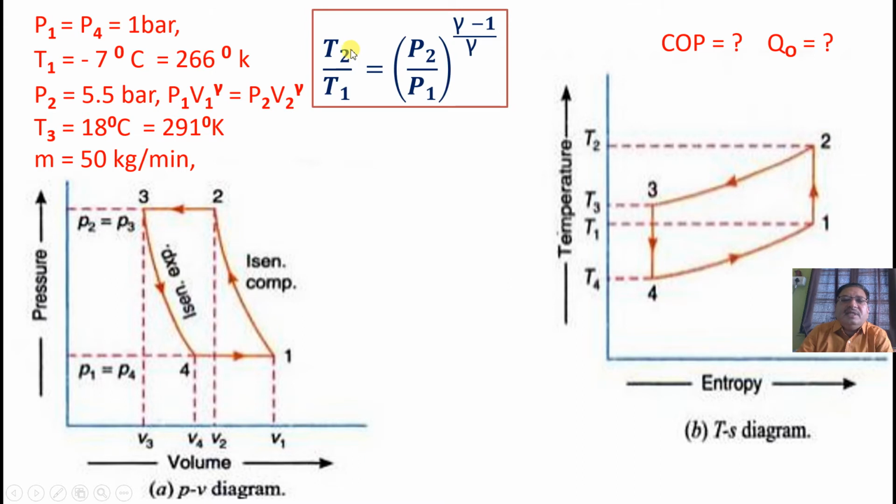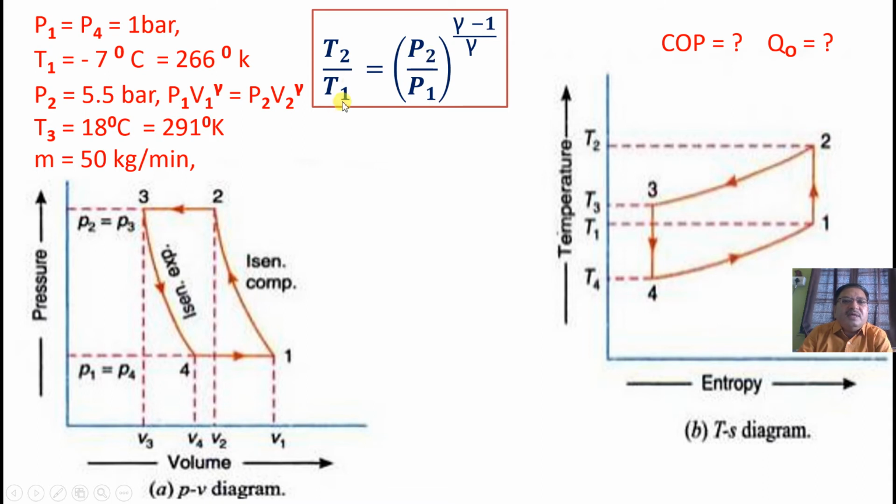Yes. So this equation we have to use: T2 upon T1 is equal to P2 upon P1 raised to gamma minus 1 upon gamma. Now why are we using this equation? Because in this problem T1 is known but T2 is not known. The pressure P2 is also known to us, and the pressure P3 is equal to P2, but the pressure P1 is given, and P1 is equal to P4. So we want the values of pressure P2 and P1 here in this equation.